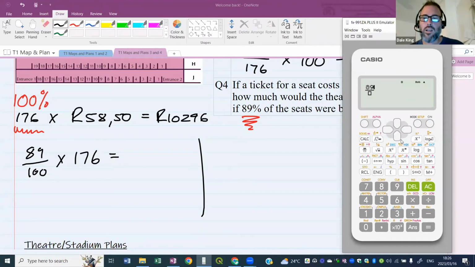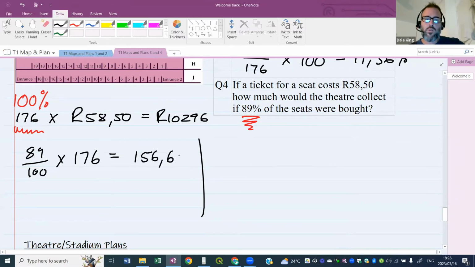All right, so 89 over 100, that's 89% of 176 seats. You see, that's the problem. Okay, so we got 156,64. Now this poses a problem because we got decimals. How can you have 0.64 of a seat? So either you're going to round this down or you're going to round it up. Because you can't really have 0.64 of a seat. So hopefully in the exam you don't get a decimal like this, because you'd have to round this up. 0.64 means we need to go up to 157. So you might have said, well, this rounds up to about 157 seats.